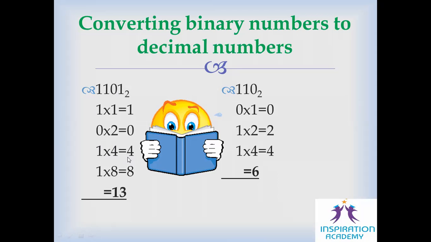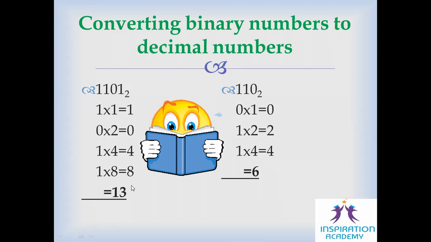At last we have 1. Its place value is 2 to the power 3. 2 to the power 3 means 2 into 2 into 2 that is 8. So 8 should be multiplied by 1, 1 times 8 is 8. As the final step, we should add the values which we got by multiplying by the place value.